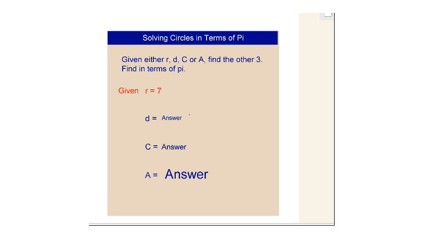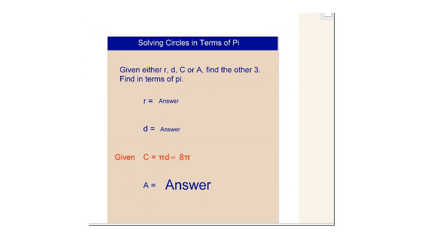So you should have ended up with 7 times 2 is 14 for your diameter. Circumference is the diameter times pi, so you should have 14 pi. And the area is the radius squared times pi, so you should have 49 pi. Now let's look at the next page.